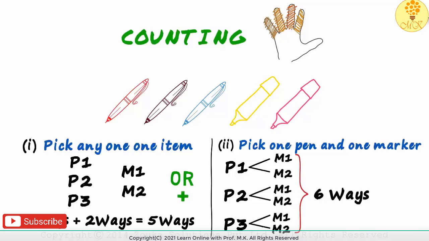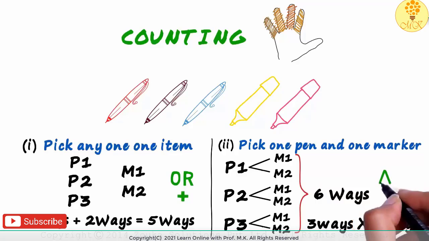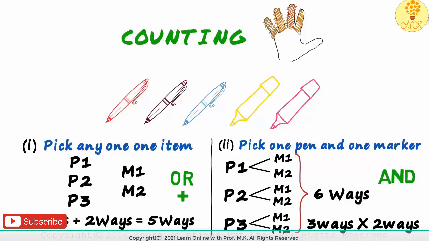Which are the 6 ways? P1M1, P1M2, P2M1, P2M2, P3M1 and P3M2. And how did we get a 6? 3 ways times 2 ways. Multiplication. And is another rule of counting. It always means multiplication. 1 pen and 1 marker, 3 ways multiplied by 2 ways. 1 pen or 1 marker, 3 ways plus 2 ways.